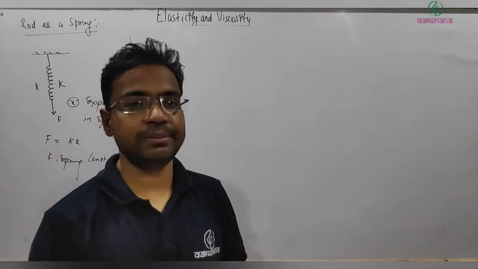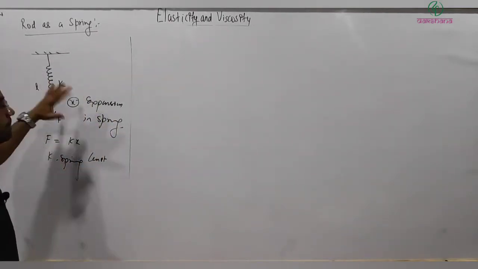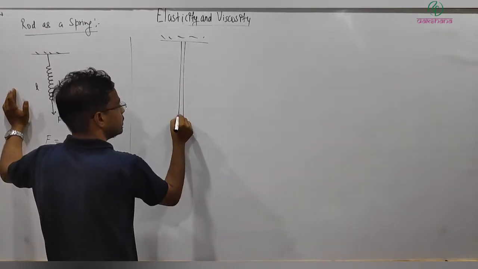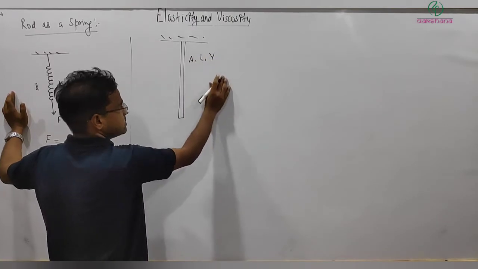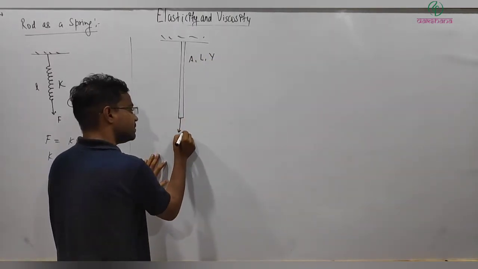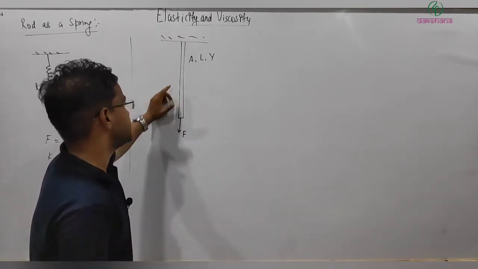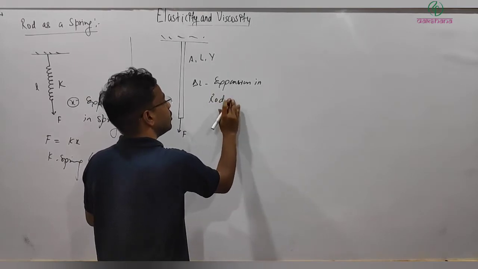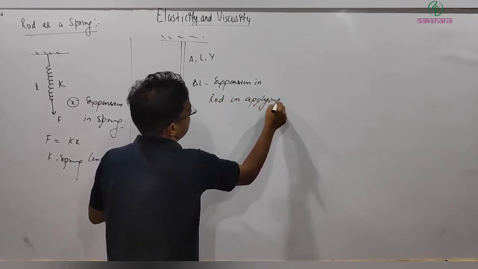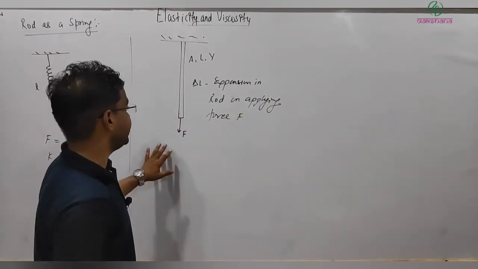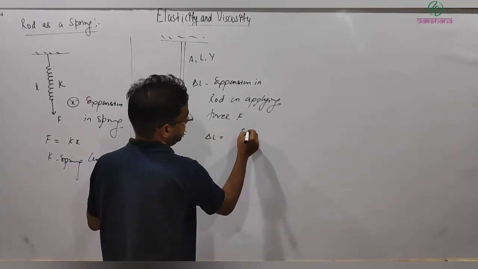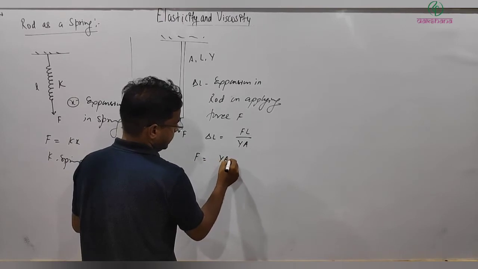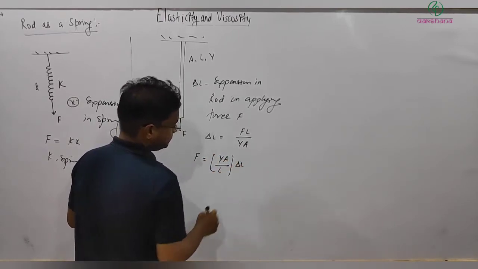Actually, within the elastic limit, the behavior of a rod can be understood just like a spring. How? Let me tell you. So let's say this is one rod which has A area of cross section, L length, Y Young's modulus, everything is given. Now what will happen when some force F is applied on its lower end? This will also expand by a small amount, delta L, the expansion in the rod on applying force F. So then I know delta L is given by F into L divided by Y into A, and this can be written as F is equal to YA by L multiplied by delta L.